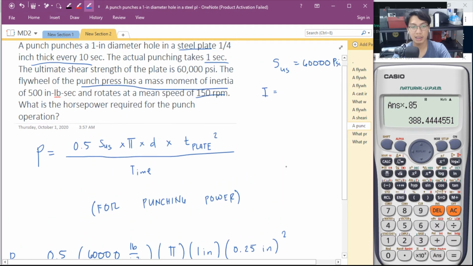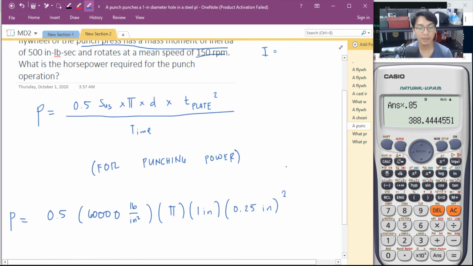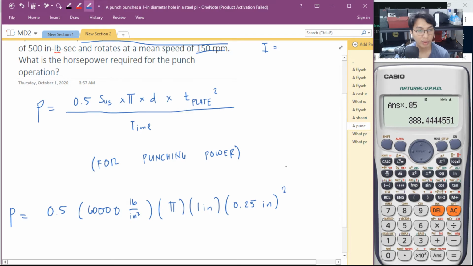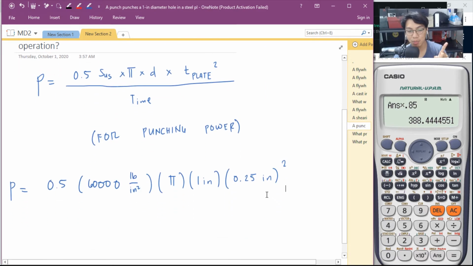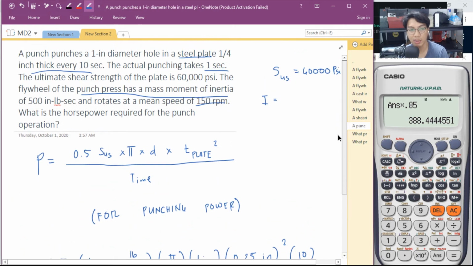Tapos, ilang? In every 10 seconds. Okay? In every 10 seconds. So, 1 inch diameter hole. So, ilang holes ang niya? Kung actual punching niya is 1 second, ibig sabihin, 10 beses kang nakakapag-punch in every second. Tama ba ang pagkakaintindi nyo? 10 holes ang meron ka dyan. 1 second. In every 10 seconds. So, 1 segundo, tumagal ka ng 10 segundo, di 10 holes ang nagawa mo.